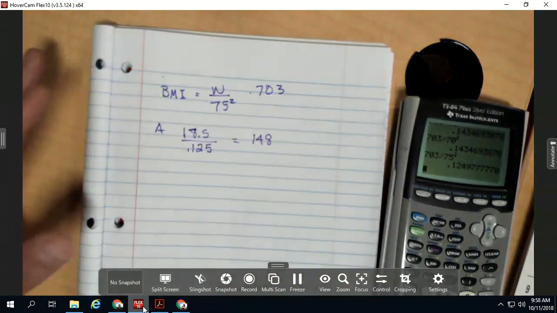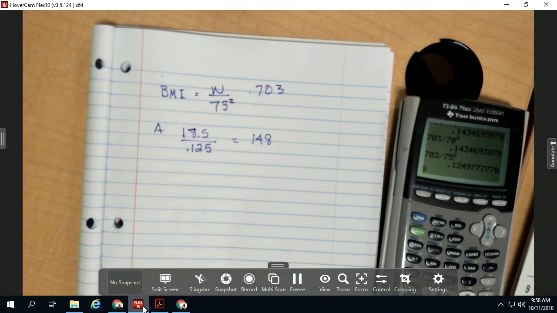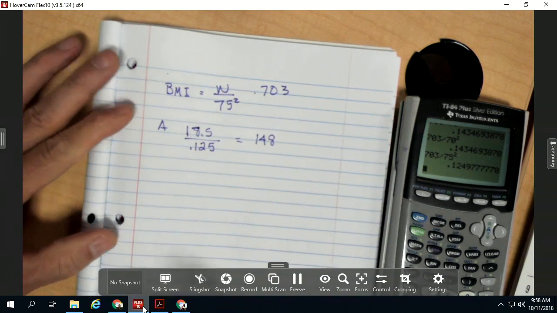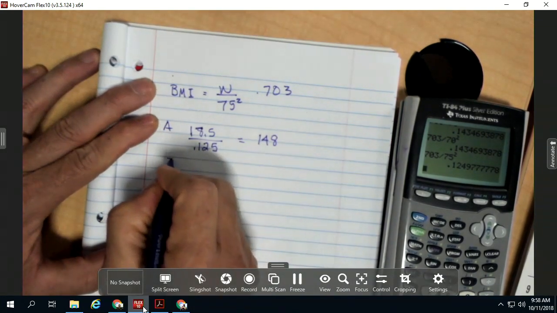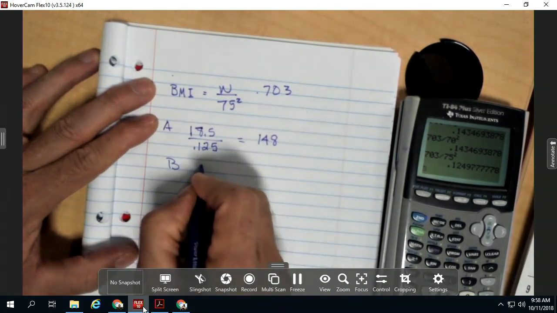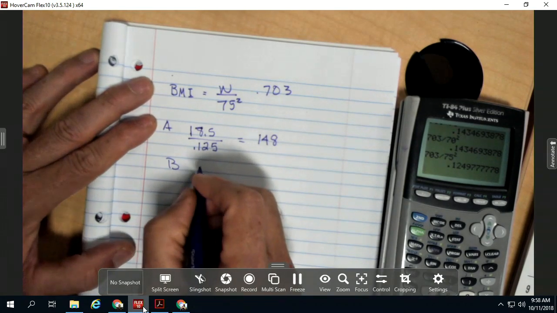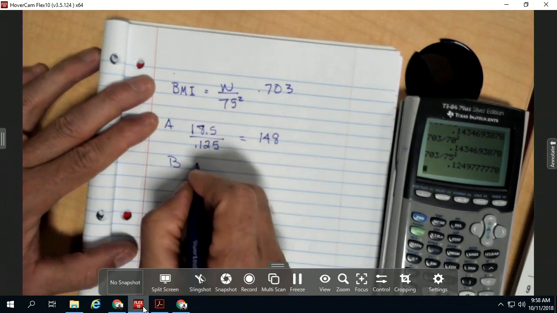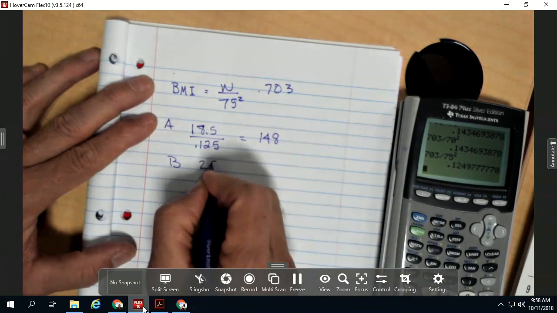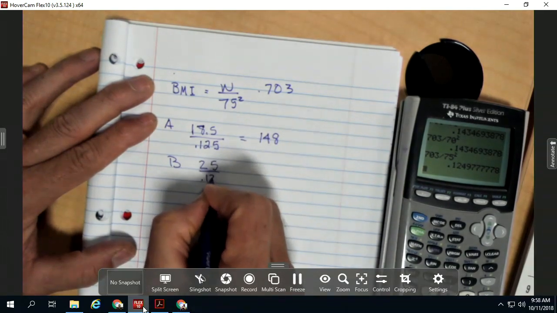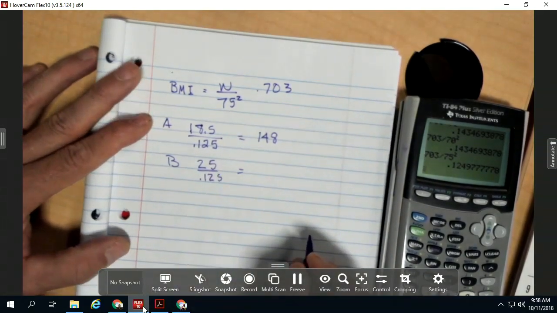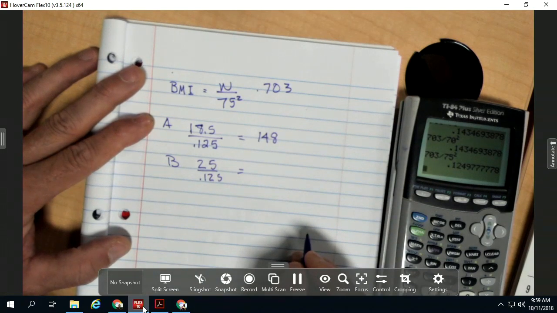148 pounds. Lauren, does that make sense? Yeah, it's fine. Okay. Nicole, you good? Yep. Felicia, you got it? So what did you get for B, Felicia? Okay, redo it now. So we take 25 divided by 0.125.